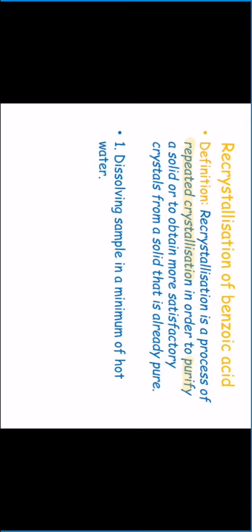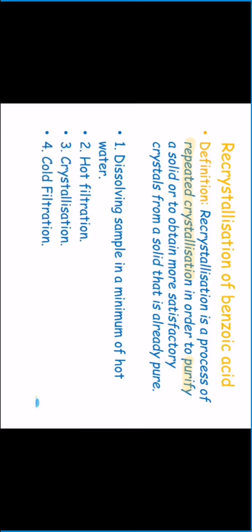So with our recrystallization of benzoic acid, there are 5 main steps. The first one is dissolving the sample obtained in a minimum amount of hot water. The second one is hot filtration. Third is crystallization. Fourth is cold filtration. And the fifth is drying. So let's look at these steps now in greater detail.